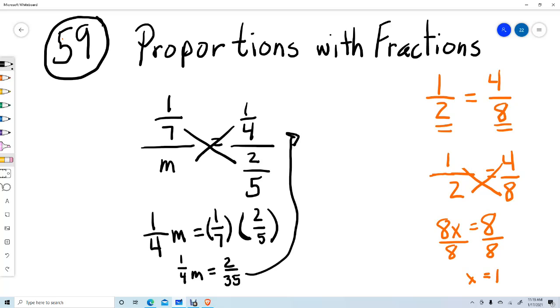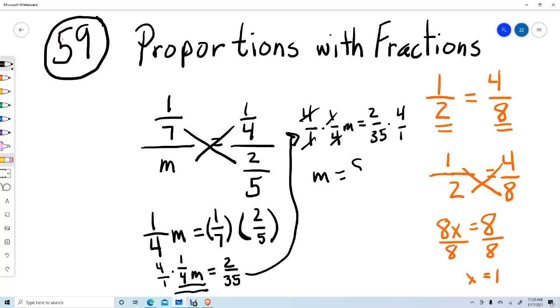All right, now I need to get m all by itself here. So I'm going to multiply both sides by the reciprocal of 1/4. That's going to help me cancel that 1/4 on the left. If I multiply by the reciprocal on the left, I must do that also on the right. Whatever we do on the left, we have to do on the right. So let's multiply that by 4/1. These will cancel, leaving m on the left. And on the right, we will have 2 times 4, which is 8, over 35 times 1, which is 35.